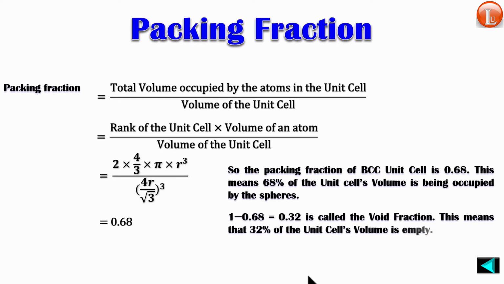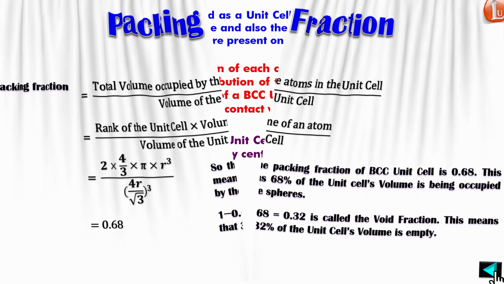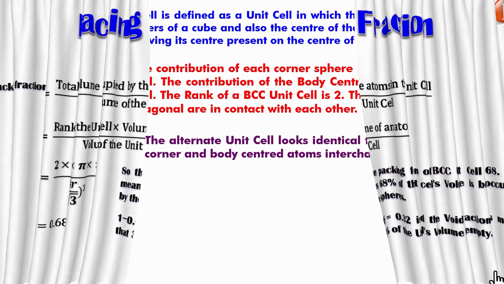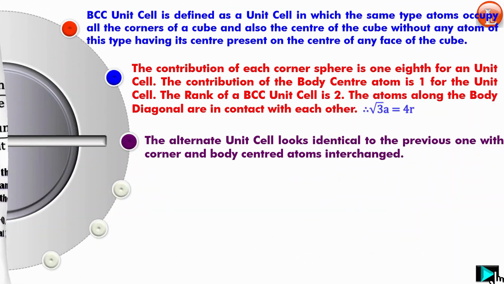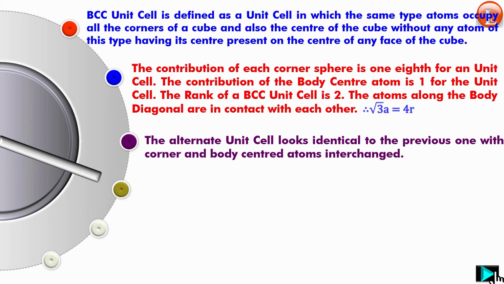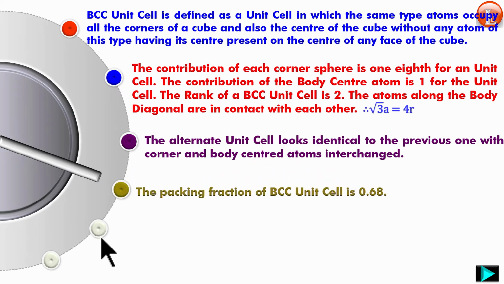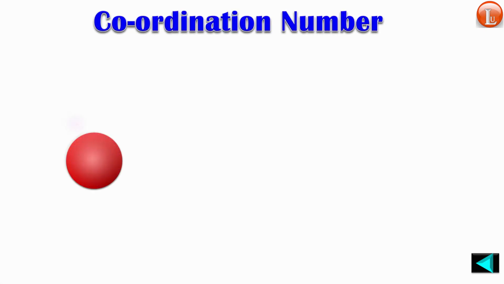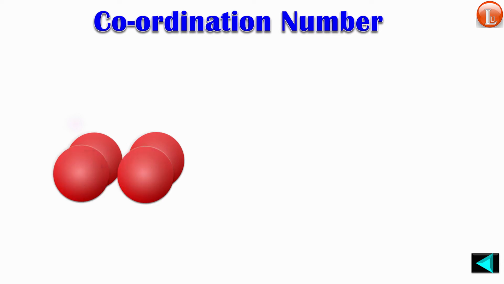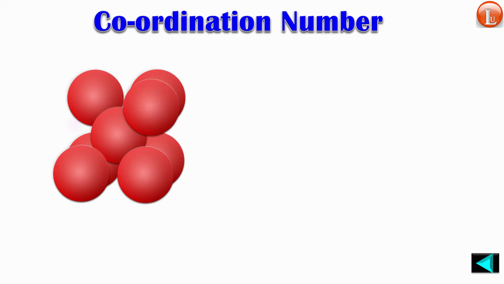So let's go back to the master. And this will tell us that the packing fraction of a body-centered cubic unit cell is 0.68, that we just saw. The next thing that we're going to look at is the coordination number. And we've already seen that the middle atom was touching 8 atoms at the corners. So it was not a big deal to understand that the coordination number is 8. So this is touching 8.